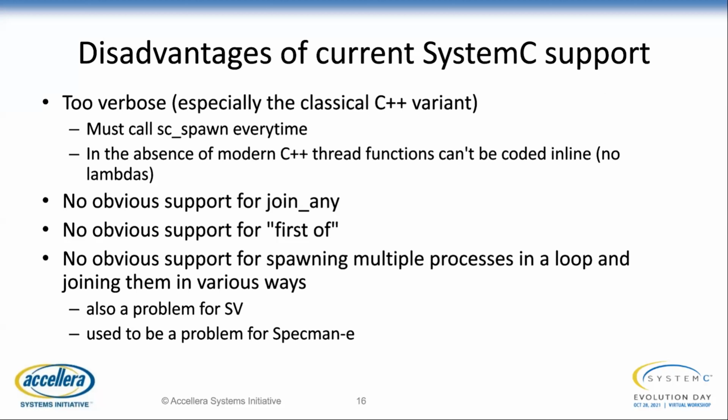There's no obvious support for join any, and when I say no obvious, I mean it's not impossible to create a join any scenario in SystemC right now, but you will probably have to write more code. You'll probably have to use events, like for example, at the end of each spawned thread, you could trigger an event, and then in the parent, you could wait for those events. You could create an event expression. So there are ways to do it, but they're not really obvious.